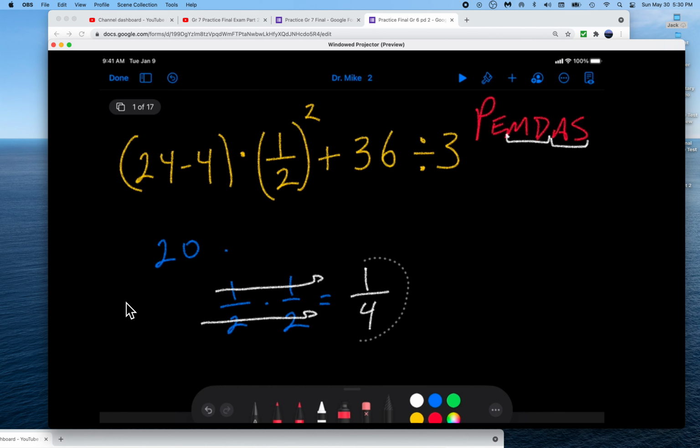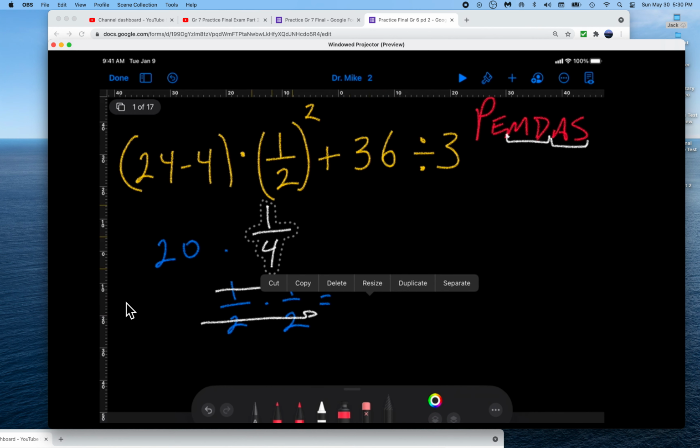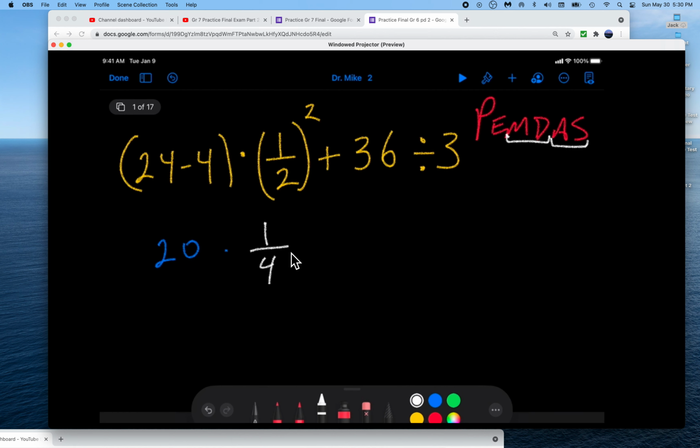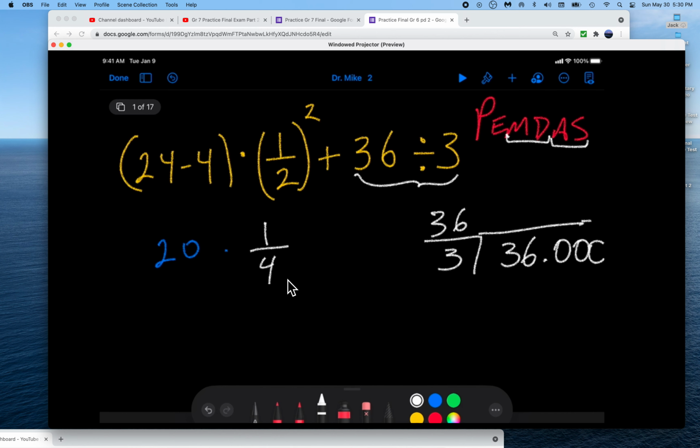Okay, so let's take that, bring that up next to the 20. Get rid of this. Okay. Now, we do not add 36 yet. What we do is we respect the fact that the division takes precedence. And we do 36 divided by 3, and that's going to give us 12. Okay, so 36 divided by 3, if that's not immediately obvious to you, do a quick division.